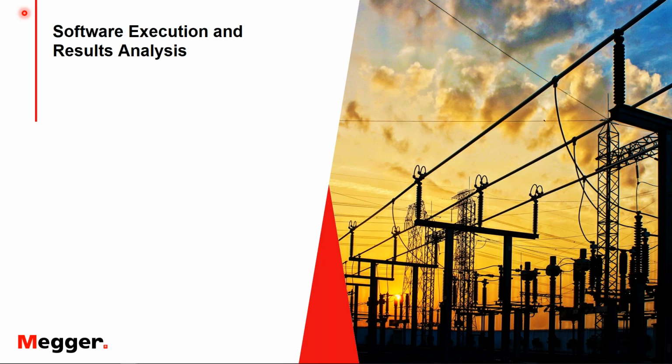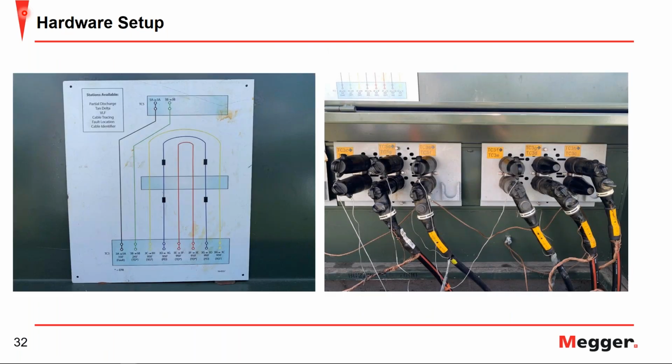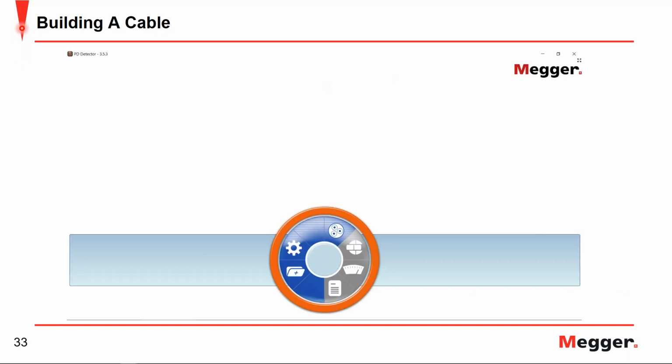Okay, so now that we've gone over the hardware setup, I'd like to take some time and cover the software execution as well as the results analysis. So just kind of wanted to cover this again. Of course, we know the junction box, right? But I wanted to just look at the run again and remind you guys that we do have a 950-foot run, and that we have 4 splices that look about equidistant apart. Now this is important because the first thing we're going to do in our software is build the cable.